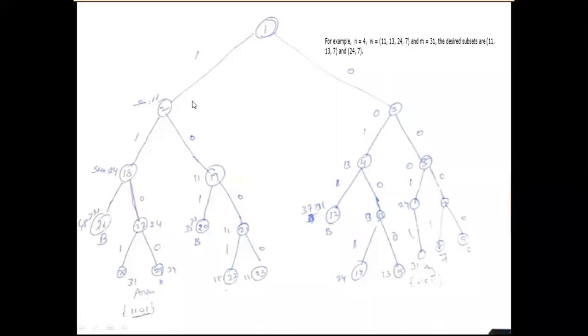It is x1 equal to 1, x2 equal to 0, x3 equal to 0, x4 equal to 0. Only the first element is included in the sum, which equals 11. It is not equal to 31, so it does not satisfy the criteria function.